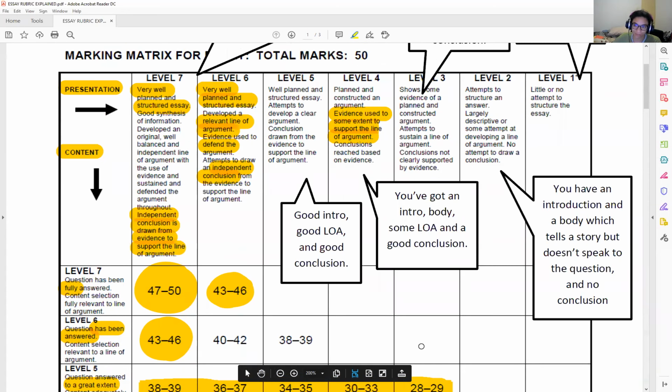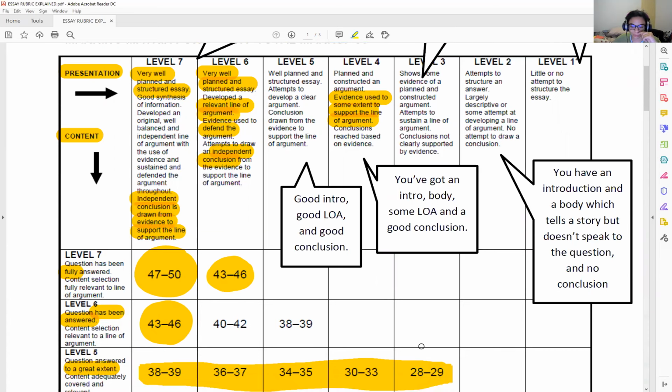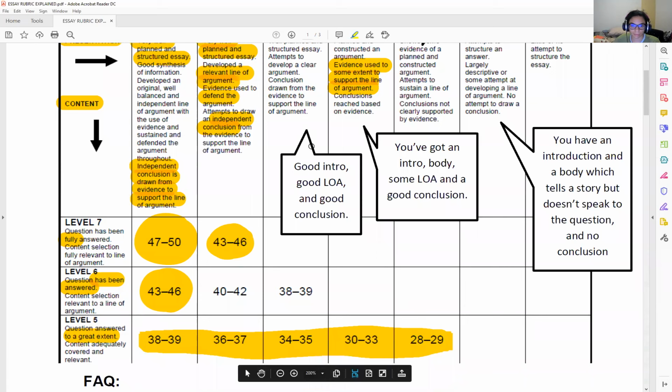Ouch, ouch, ouch. So you have the exact same content as somebody else, but because that person has a better presentation, they're getting a higher mark. So just be aware of that. So let's have a look at the lower order, and then the middle order and the higher order. So I'm going to look at this firstly, here. So 28 to 29.